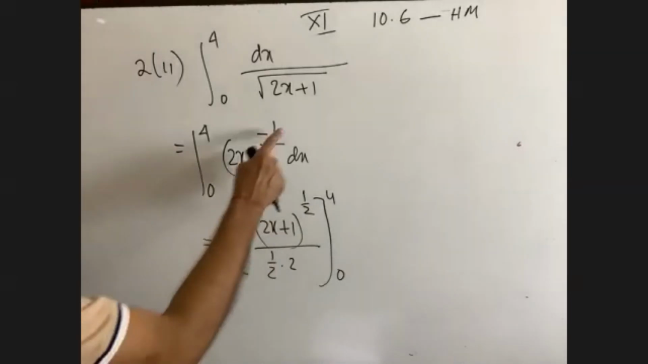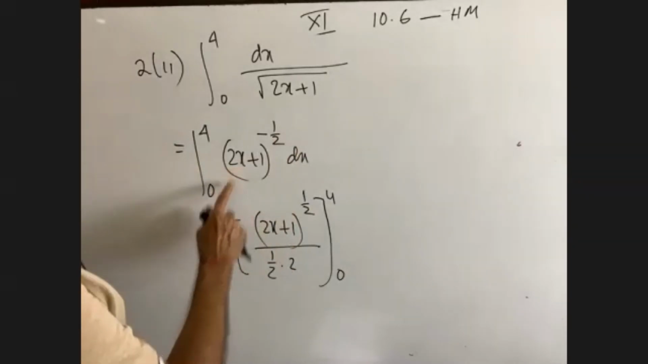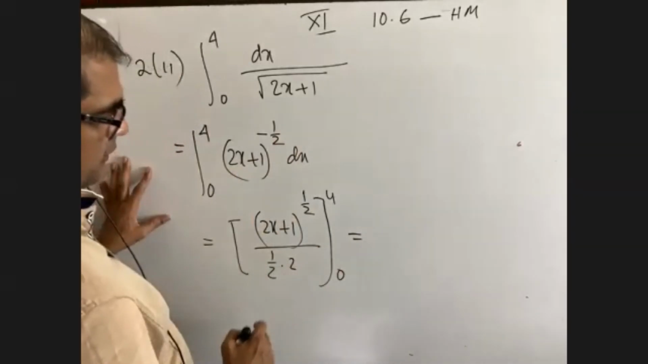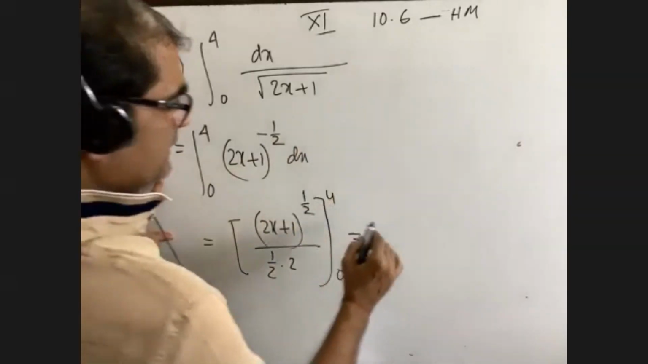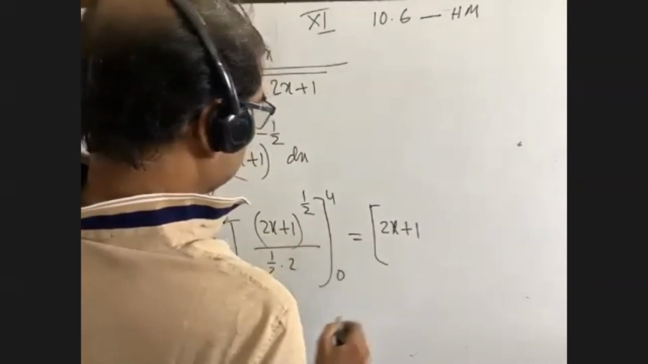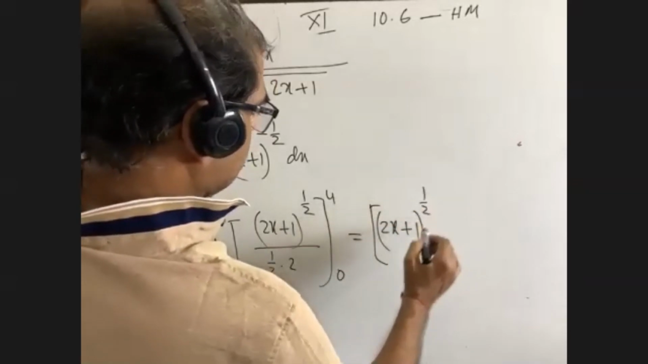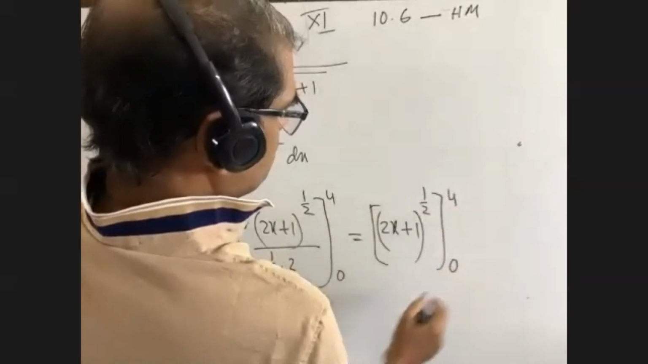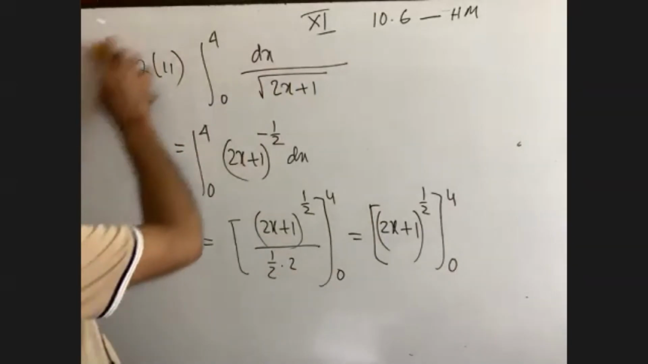You see, minus half plus 1 is half, this half, and the coefficient of x is 2 will be divided. So we are getting here actually 2 omitted. So we are getting here, you put the value. That means 2x plus 1 whole to the power half. Okay. 4 to 0. This 2 will be omitted.